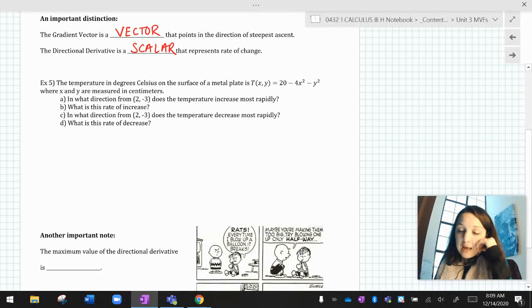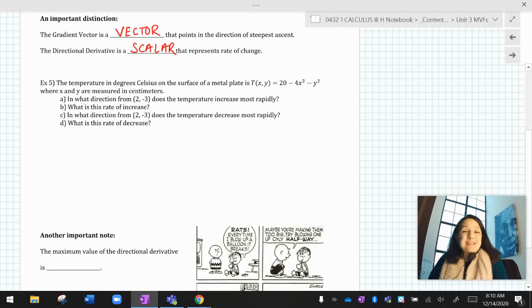And then last but not least, we have one more example. It says the temperature in degrees Celsius on the surface of a metal plate is that, where x and y are measured in centimeters. In what direction from (2, -3) does the temperature increase most rapidly? What is the rate of increase? In what direction from (2, -3) does the temperature decrease most rapidly? What is the rate of decrease?